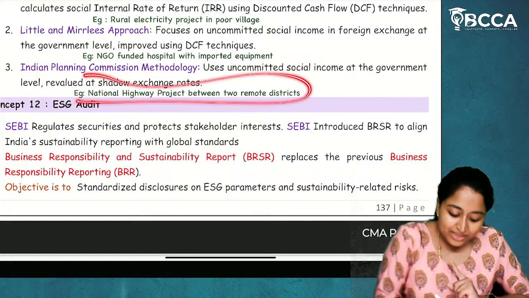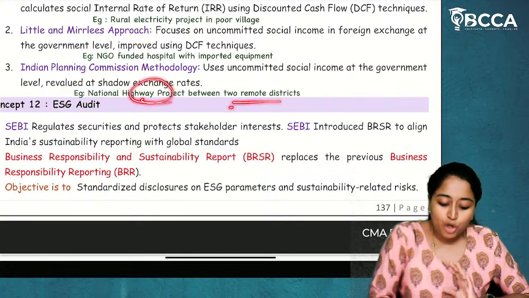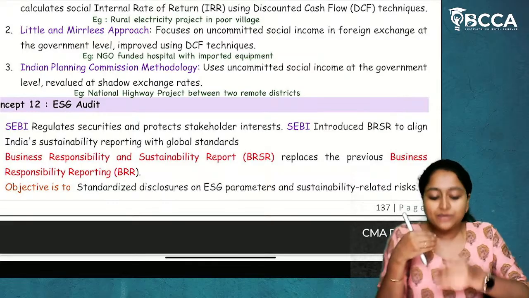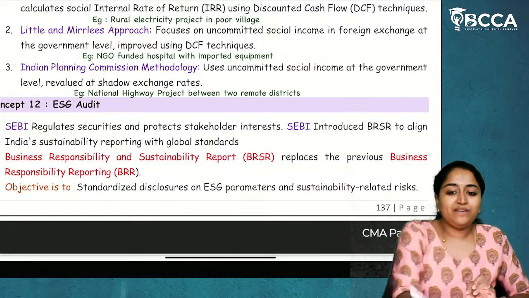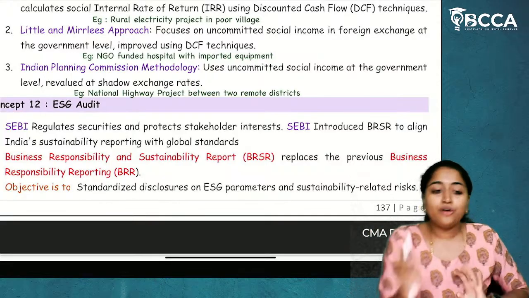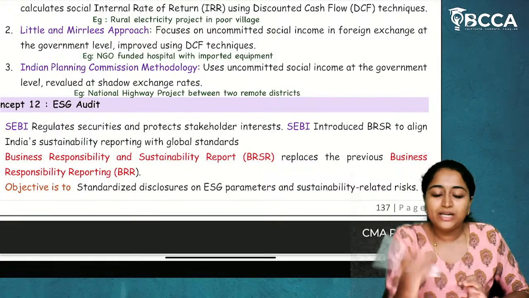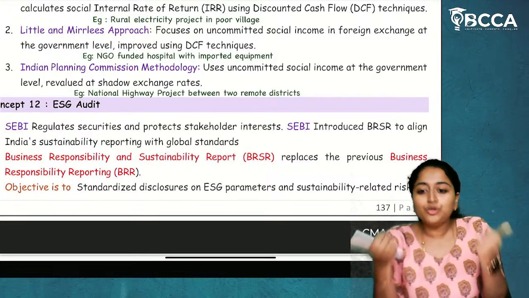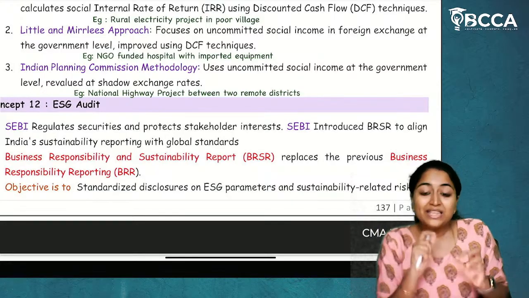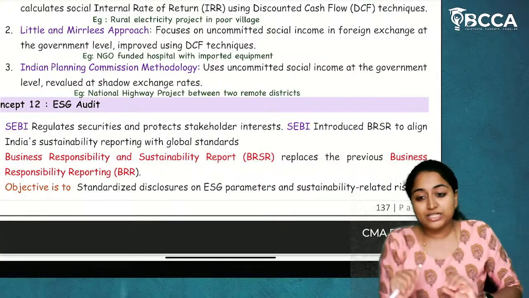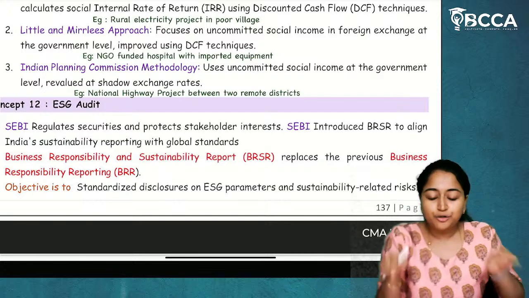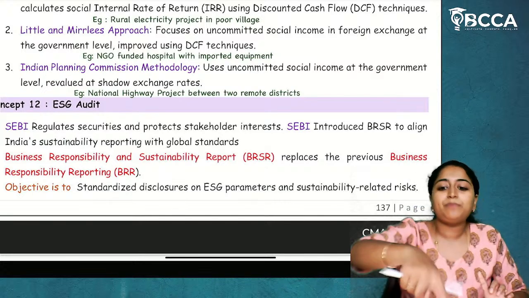Which means, for example, a national highway project between two remote districts. If they are constructing a highway, now if there will be a toll for that particular highway between two remote districts, the toll charges will not be that beneficial in that particular area, because the people in those two remote areas will not use that highway much. But that will have a benefit to the different districts and the society. Whatever districts are surrounding those two remote areas, they will try to use that highway.